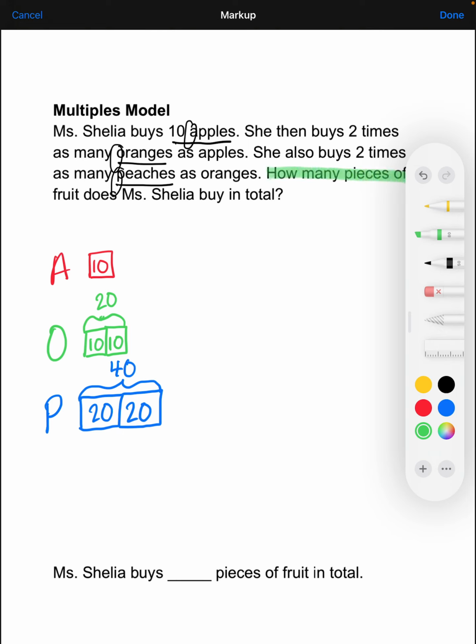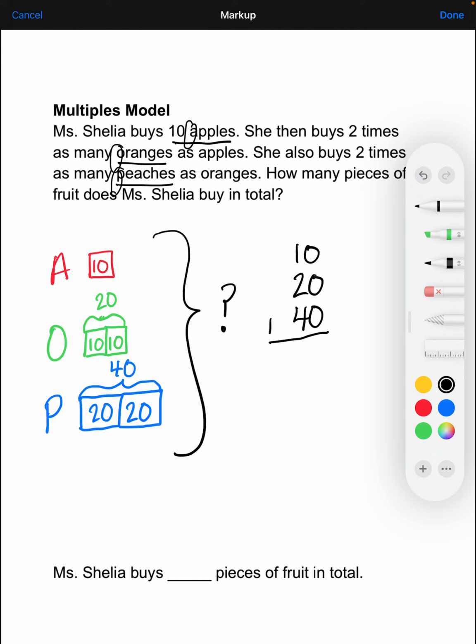how many pieces of fruit does Miss Sheila buy in total? So that means we need to combine all of her pieces of fruit for the total. So I'm going to take that, and everything must be combined. So that means the 10 apples plus the 20 oranges, and finally the 40 peaches. And when I add them together, I get a total of 70 pieces of fruit. So Miss Sheila buys 70 pieces of fruit in total.